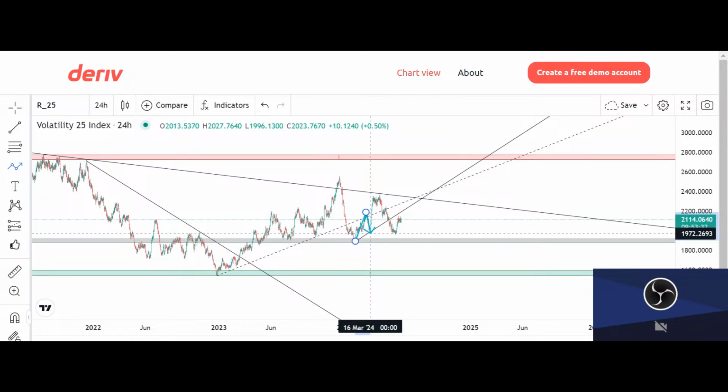This is a low, higher high, and it broke the line. Yes, broke the line. Very important, you must know this. It broke the trend line and decided to go up again.